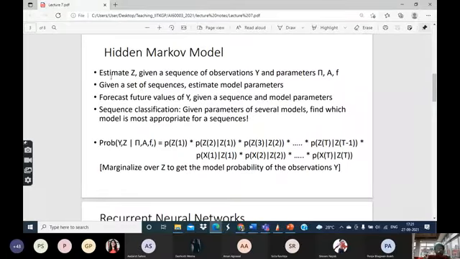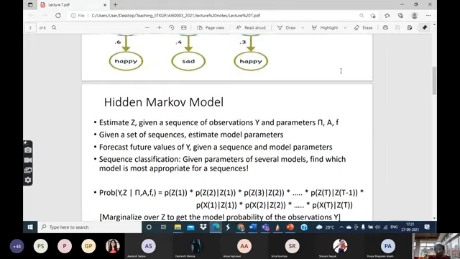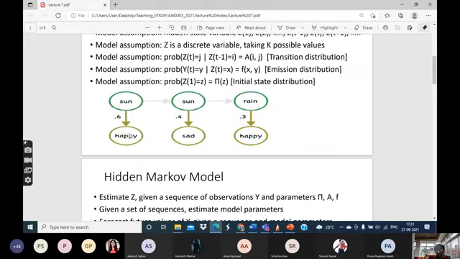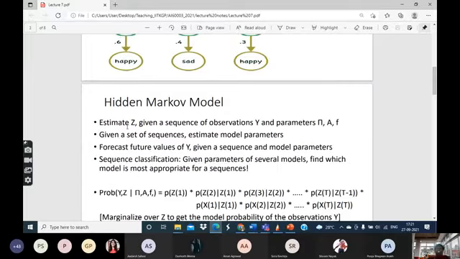We can do several things. One is to estimate z given a sequence of observations y and the parameters pi, a, and f. These y are observable, but the z's are not observable. We cannot observe them directly. So what we are saying is that you can estimate the z.